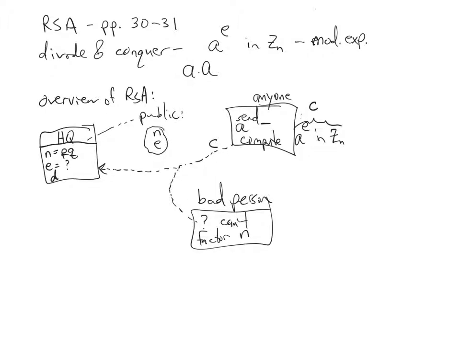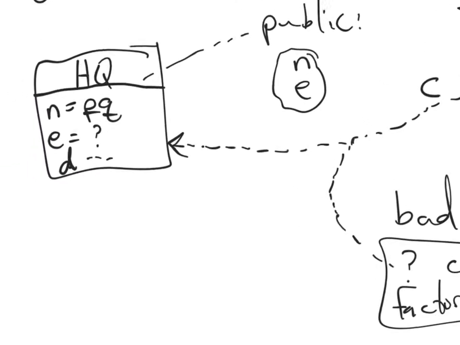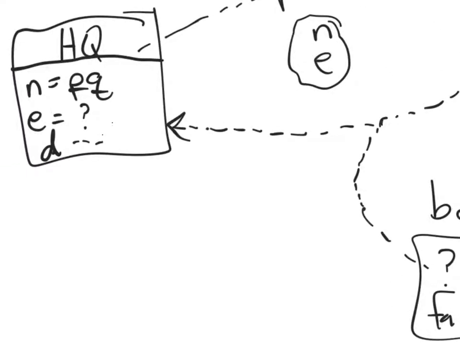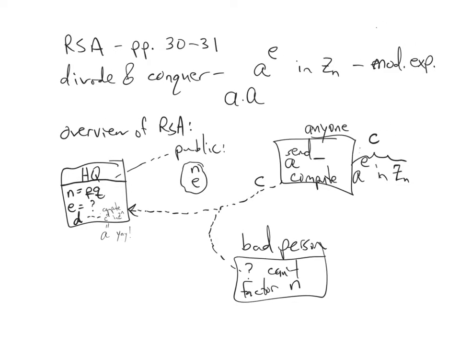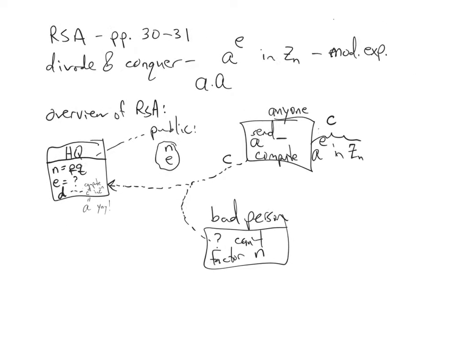Back at headquarters, knowing p and q allows them to compute the magic number d. So back in headquarters, they compute C to the d in Z sub n, and that's equal to A. Yay. Okay, that's the problem with this zooming. So that's the introduction to the RSA, and we're going to now go on and look at the tools one at a time.